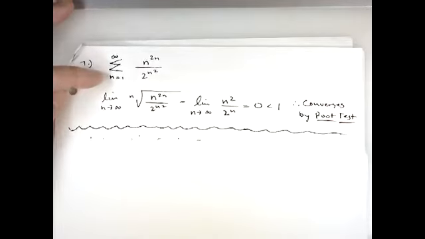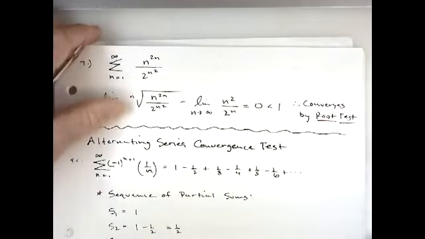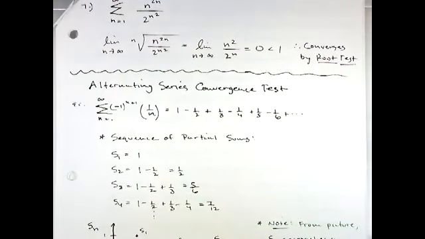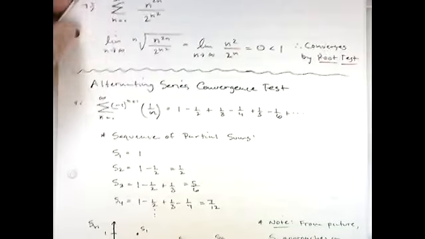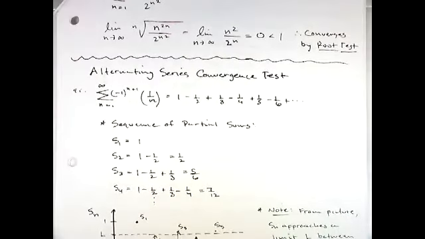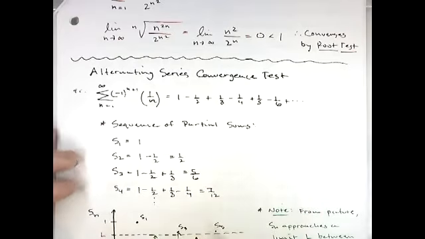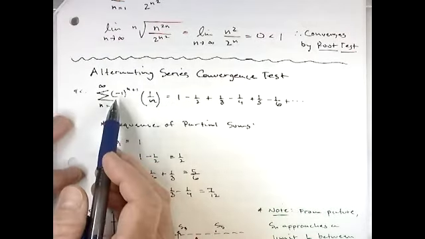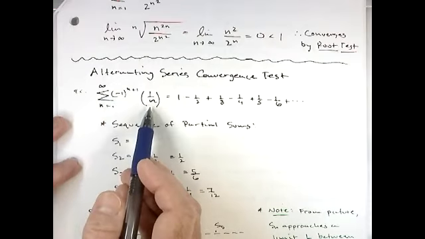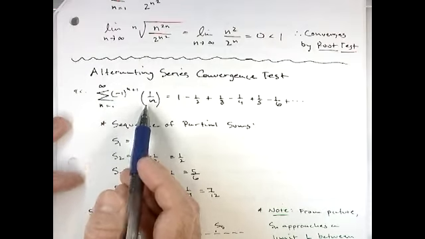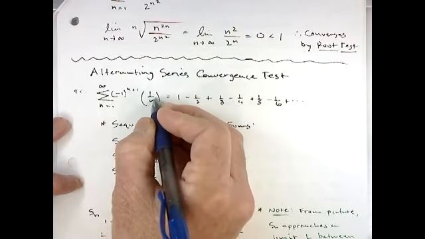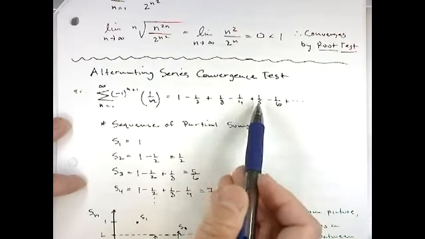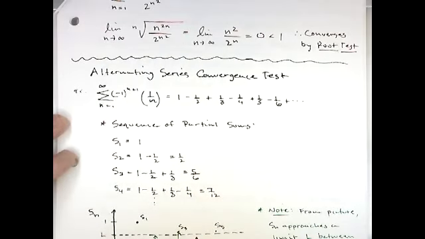So the next test is a big one, the alternating series convergence test. What this is talking about is that there are a lot of series that are alternating, that have plus and minus, alternating between positive and negative terms. So let's look at the alternating p series, or the alternating harmonic series. That's a special p series where p is 1: 1 minus a half plus a third minus a fourth plus a fifth minus a sixth.